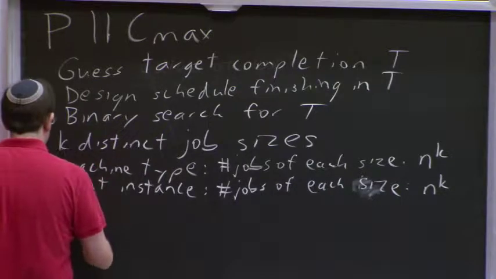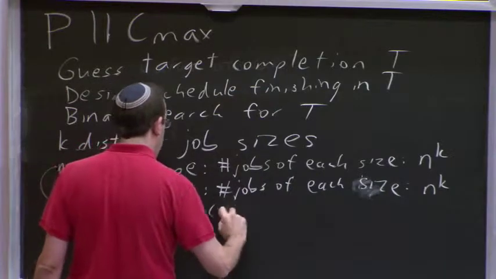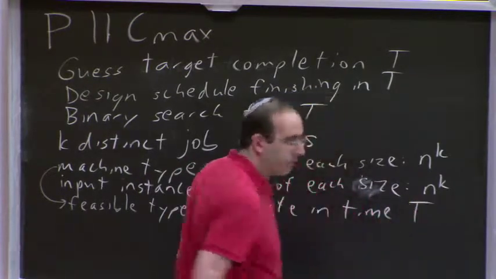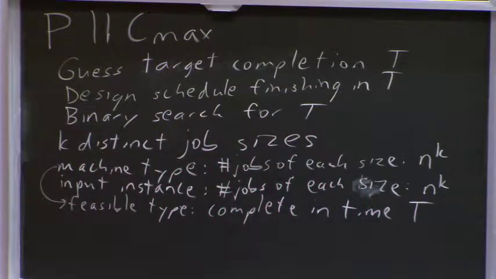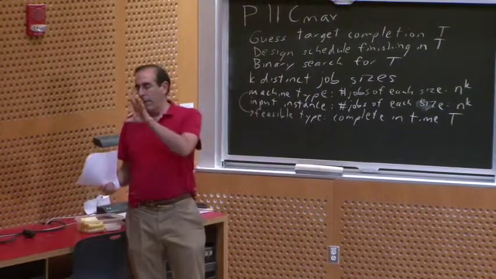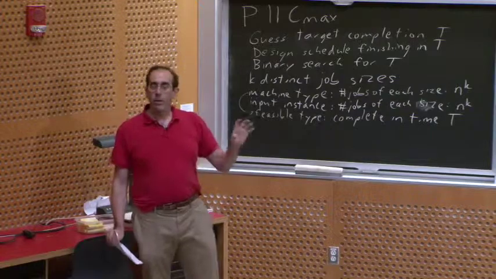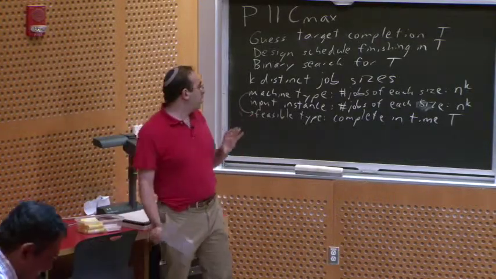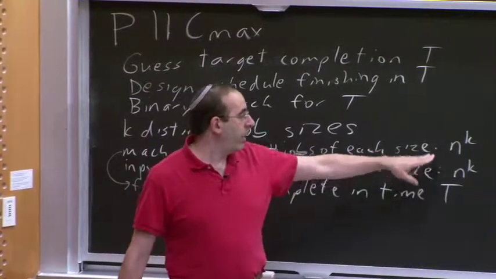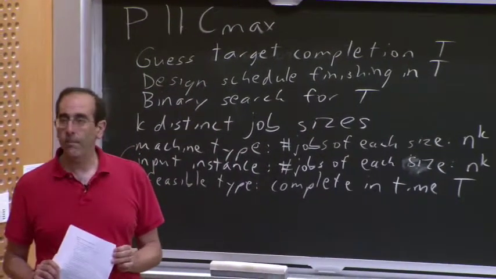Now we're going to limit ourselves to the feasible machine types, which are the ones that complete in time t. Okay. So whatever the optimal schedule is, if t is the optimum value for the problem, then each of the machines that's running is a machine of one of the feasible types. Right? So deciding whether we can schedule a certain input instance in time t is just asking whether there is a collection of machines of feasible types that together can take all of the jobs in the input instance, right?